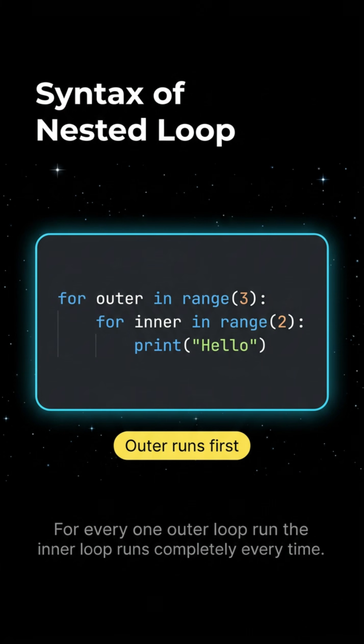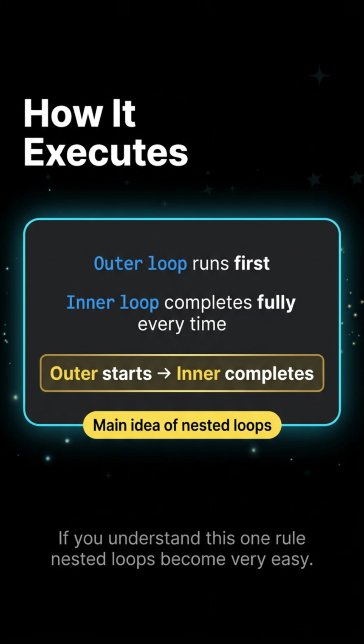Now let's understand the syntax. We write the outer loop first, and inside it we write the inner loop. The outer loop runs first. For every one outer loop execution, the inner loop runs completely. This is the main idea of nested loops.